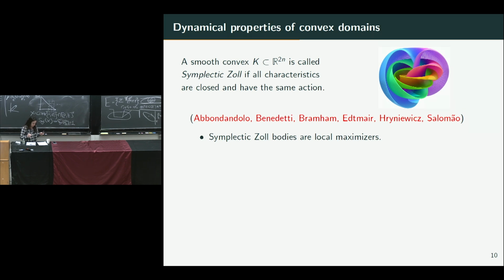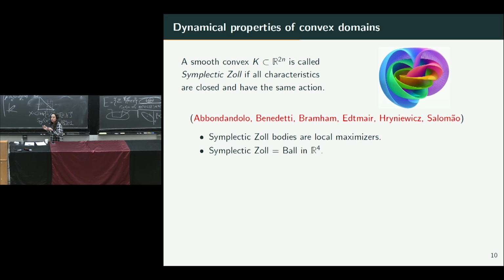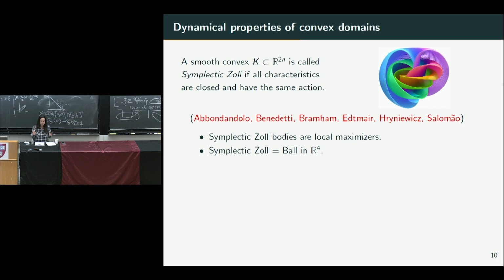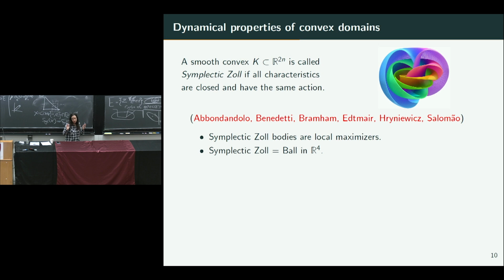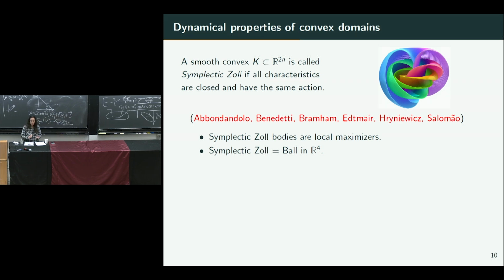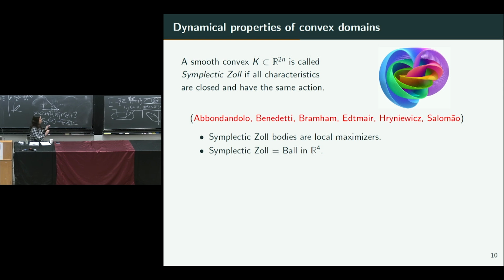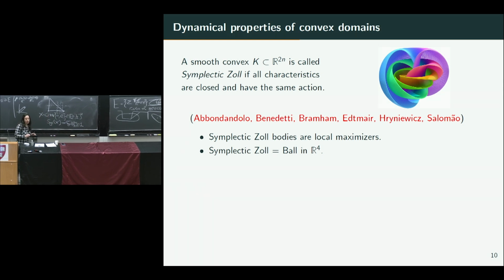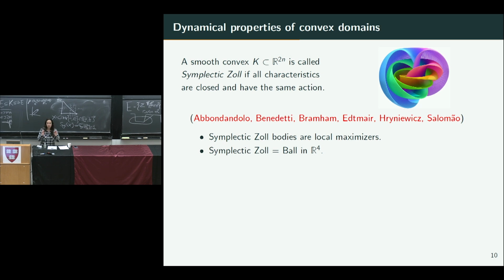So it's a very strong indication to believe that maybe the global maximizer should be Zoll. And in dimension 4, it was also shown by this group of people in a series of works that these two results hold, that symplectic Zolls are equivalent to balls in dimension 4. Let me remark that when we go to the non-smooth case, things become a bit more difficult.